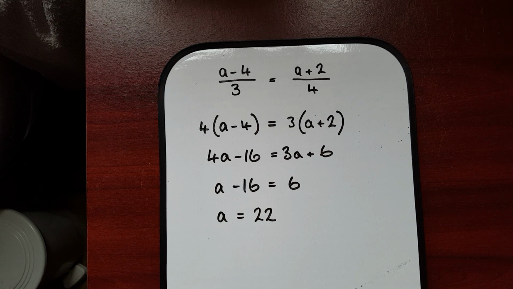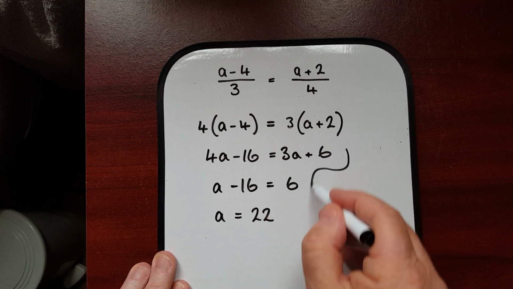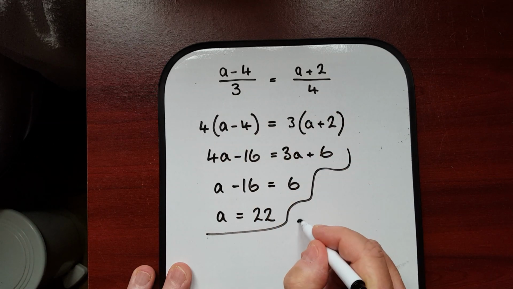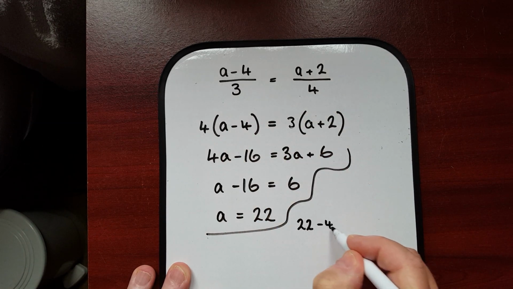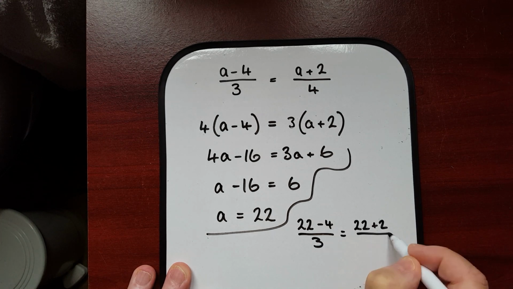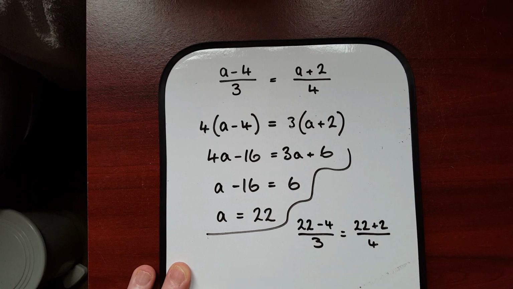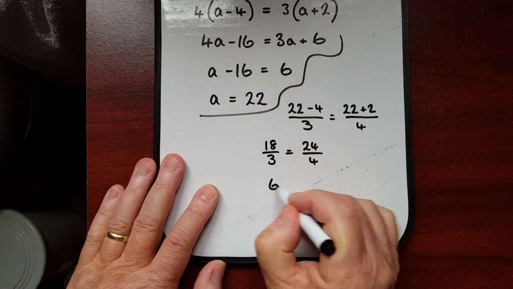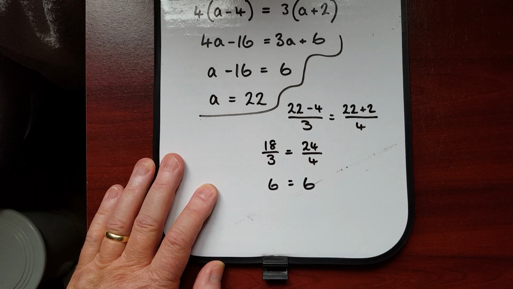How do we know that's right? Because 22 seems a strange number for it, so let's take a look at how we would plug that into our question. Back in the question, if a is worth 22, the first part would say (22 minus 4) divided by 3 equals (22 plus 2) divided by 4. What's 22 minus 4? 22 minus 4 is 18, divided by 3, equals 22 plus 2, which is 24, divided by 4. 18 divided by 3 is 6. 24 divided by 4 is 6. So it's correct.